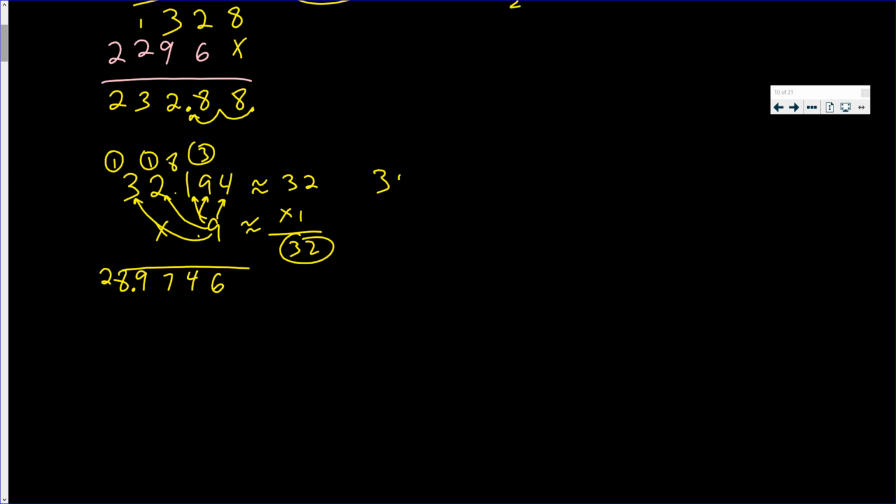If you want to see the mechanical way of doing it, this decimal is not here. It's in 1, 2, 3 places. This decimal is not here. It's in 1 place. When you add those places, you get 4. So the decimal's not there. It is 1, 2, 3, 4. It is right there. 28.9746.